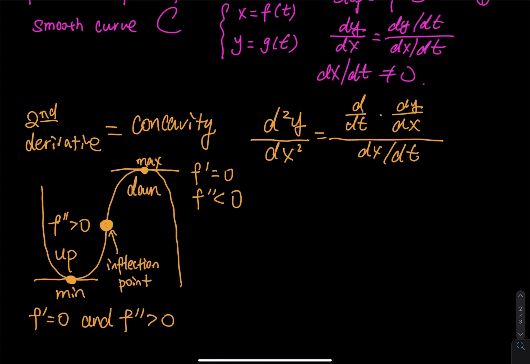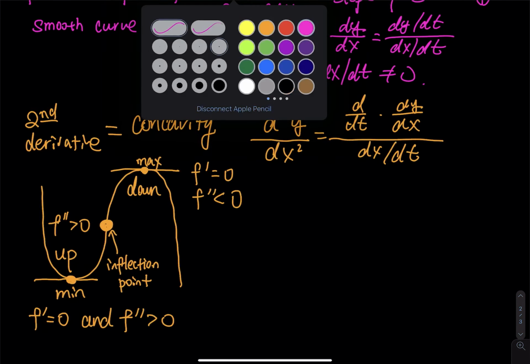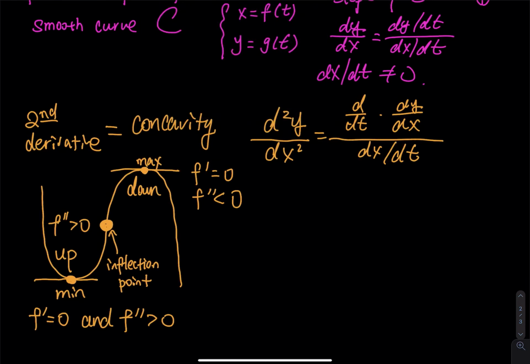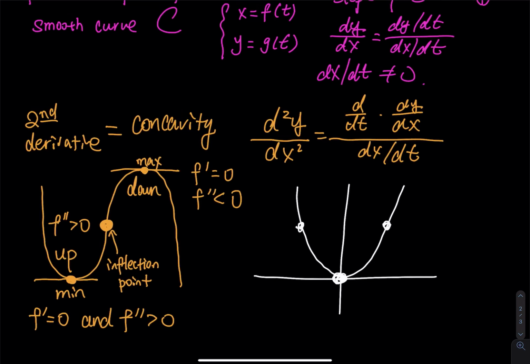All right, so let's do the slope one more time. So for the slope, let's use this color. So for the slope, we have a parabola. So at this point, this vertex, we have a horizontal tangent. So f prime is equal to 0. And then at this point, the tangent line is going uphill. So f prime is greater than 0. At this point, the tangent line is going downhill. So f prime is less than 0.